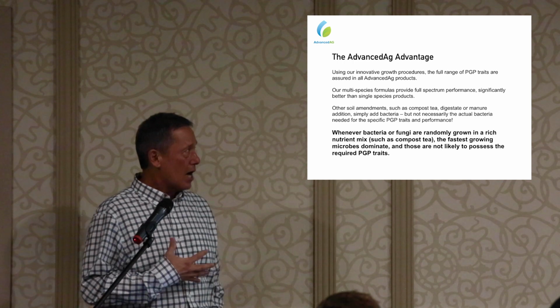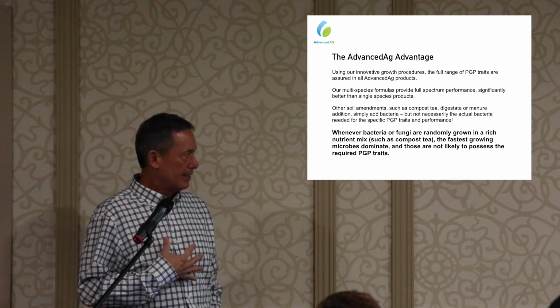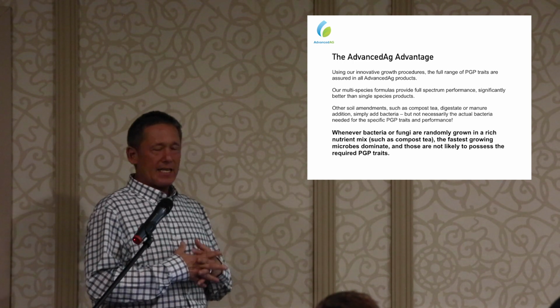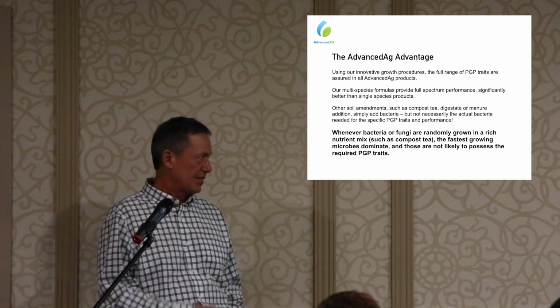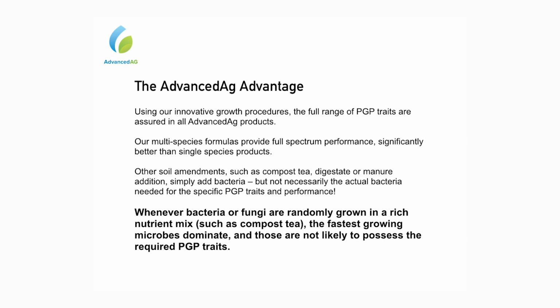So our real advantage is that anytime organisms are grown as fast as you can in a molasses broth or anything like that, or compost tea, and people are just trying to boost bacterial numbers or fungal numbers, all that you get are organisms that can grow fast. They are not necessarily producing any of the useful functions. They're not really delivering anything.